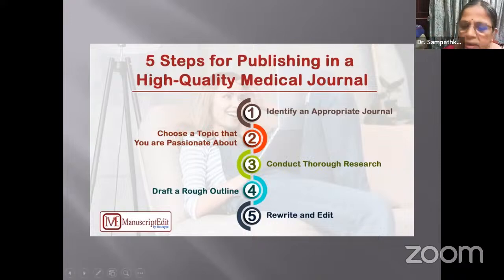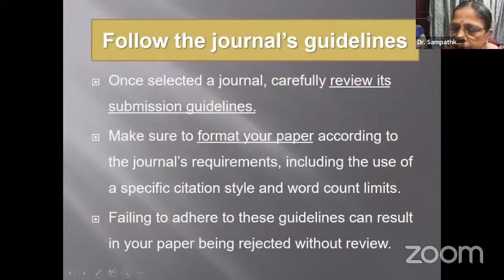So always rewrite and edit and then submit to the journal. These are all the easy steps for your paper to get accepted. And follow the journal guidelines. If you are applying to JOGI, or to the British Medical Journal, each journal will have some guidelines. The references have to be written in alphabetical order, or as 1, 2, 3. So read the guidelines of that journal and present accordingly.